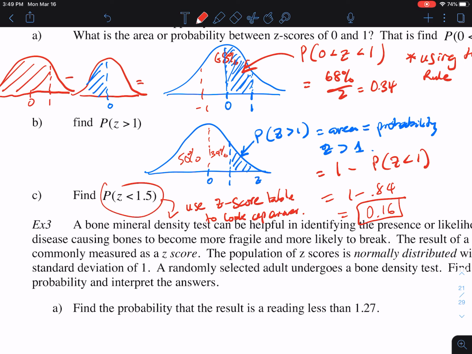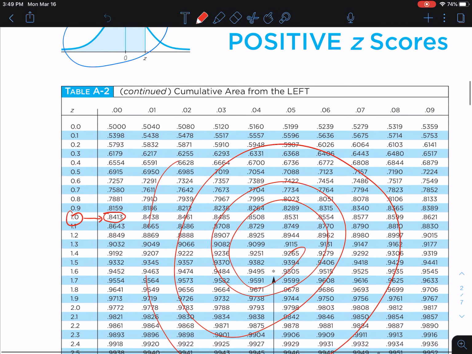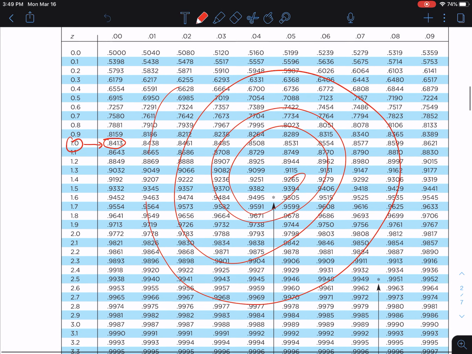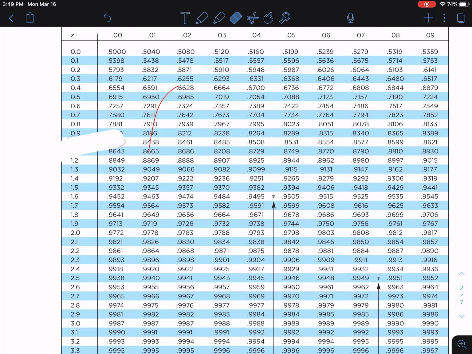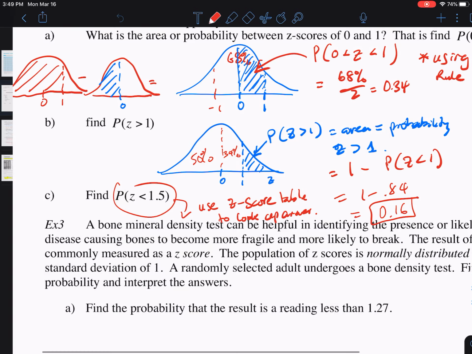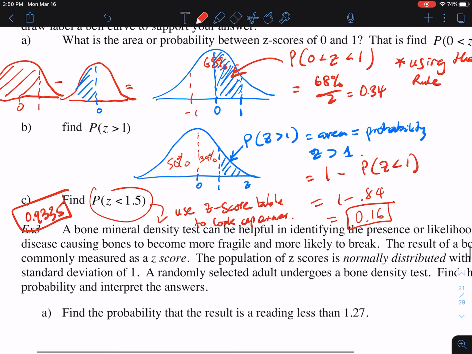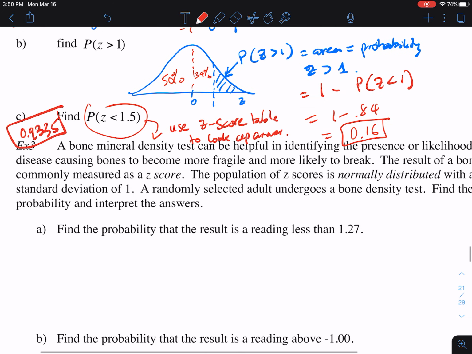Let's go to your z table. Where's 1.5? Let me erase all this first. Alright, let's go to 1.5 for the z-score, and then no decimal at all. So the area to the left of 1.5 is 93%. The answer here is 35. Okay. I'm going to pause the video here and then we'll go on to the next example.